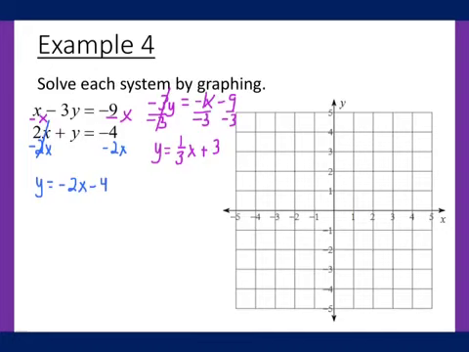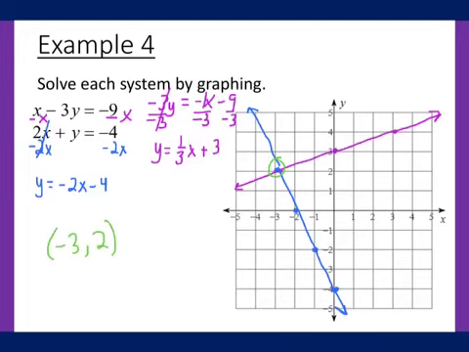So starting with the purple one, we start at 3, we go up 1/3, and then we can go in the opposite direction. So we've got this line, then our blue line, negative 4, go down 2, right 1, and now we can see where we intersect. It's right there at negative 3, 2. There you have it.